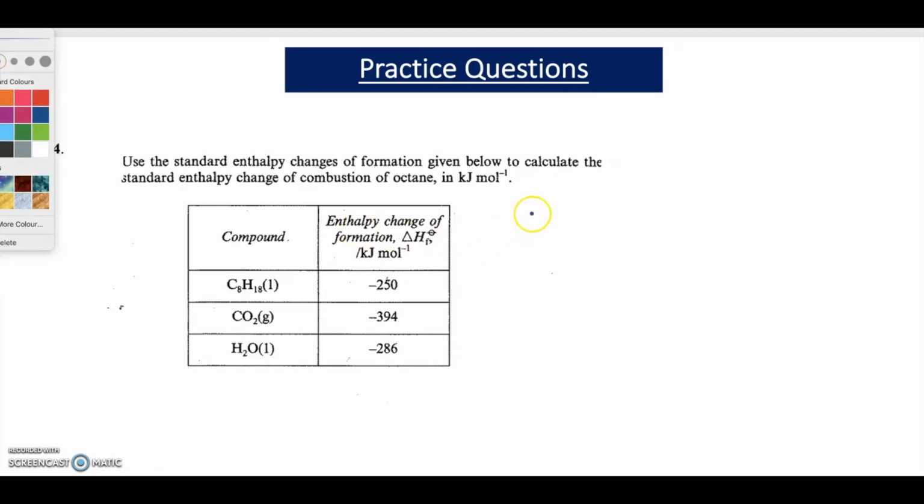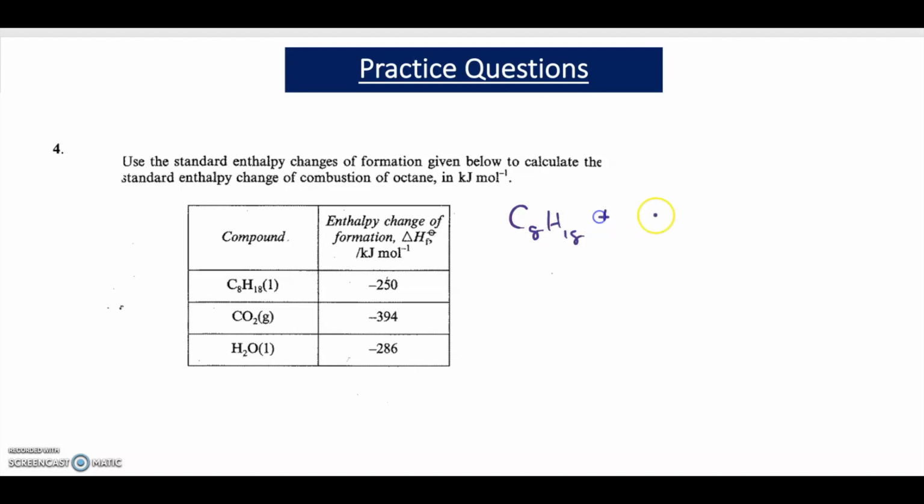So for question 4, I'm asked to use the standard enthalpy change of formation values here to calculate the standard enthalpy change of combustion of octane. Now octane is C8H18, and if I'm going to write an equation to represent the enthalpy change of combustion, I'm going to react it with oxygen to form carbon dioxide and water, and I just have to balance it here.